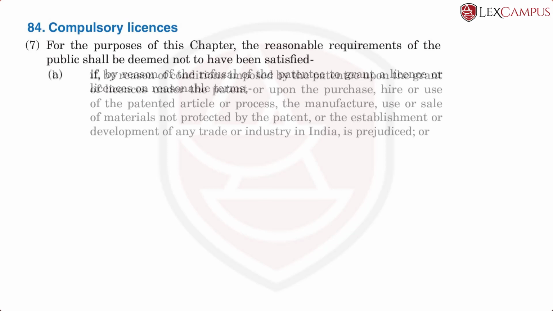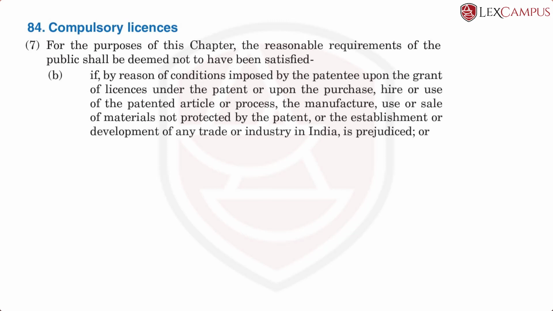Now, that is A. Now, B states that if the patentee refuses to grant a license, if by reason of the conditions imposed by the patentee upon the grant of the license under a patent, or upon the purchase, hire or use of the patented article or process, the manufacture, use or sale of materials not protected by the patent, or the establishment or development of any trade in India is prejudiced.